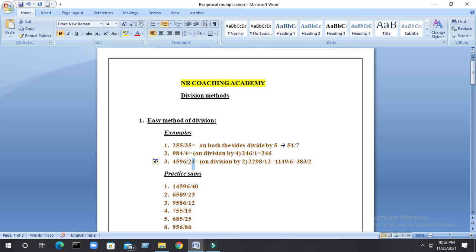So I divided by 2 and ended up getting 2298 by 12, and we can see that there is still an even number in the units place of both numerator and denominator. Again start dividing by 2 once more, which gives 1149 by 6. Again we can still go for further division, 383 by 2. Don't you think now it is quite simple and we have made it so easy?